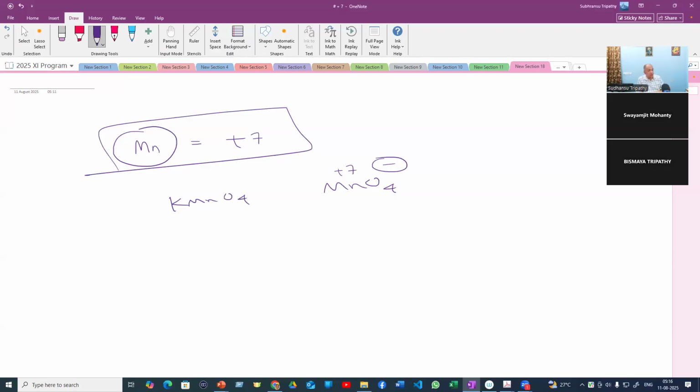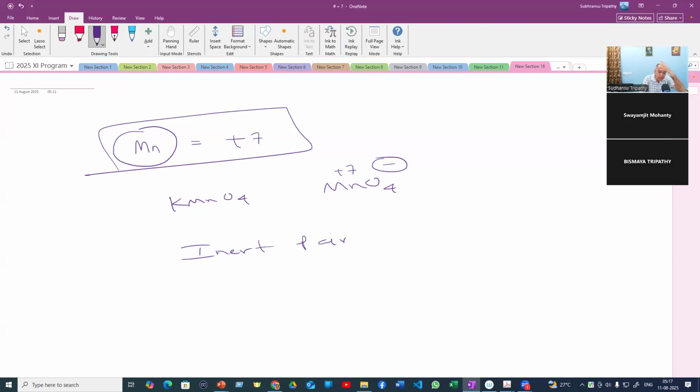I give you another chance to tell me why PbCl4 doesn't exist, why BiCl5 doesn't exist at room temperature, why the higher oxidation state becomes unstable as you go down the group, and the lower oxidation state, less than 2, becomes more stable. What is that effect called? You can look in your copies and tell me. Sir, inert pair effect. Yes, that is called the inert pair effect.